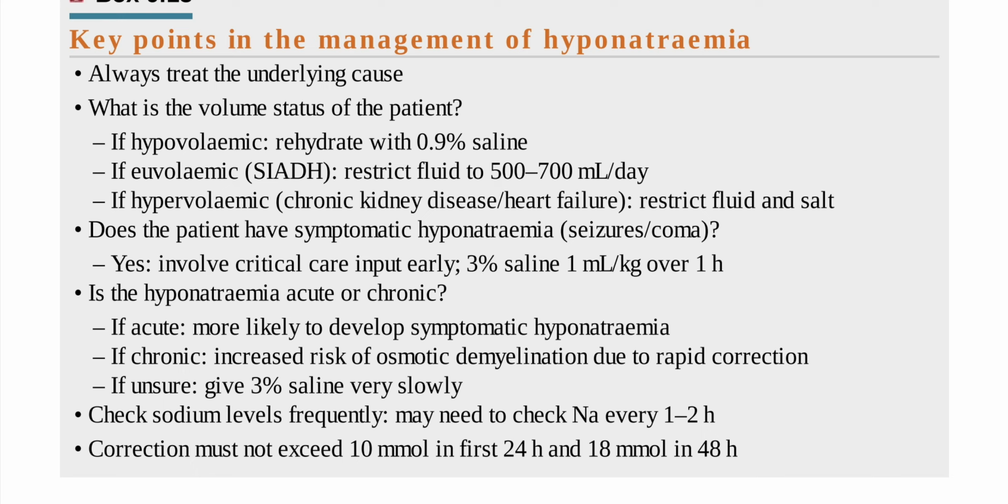But in case of chronic, that means the patient has hyponatremia but does not have any symptom, you always suspect this is a chronic case, and it should not be corrected very quickly. The rate of correction is less than 10 millimole per day in the first day, and less than 18 millimole within the first 2 days.